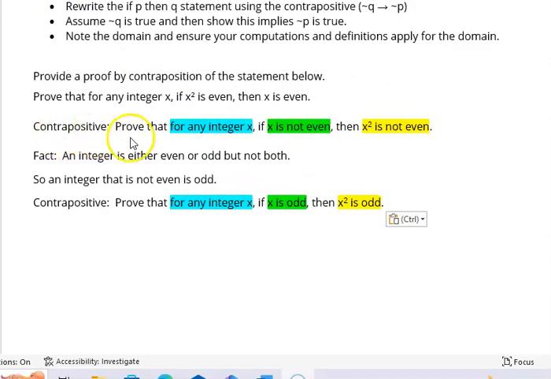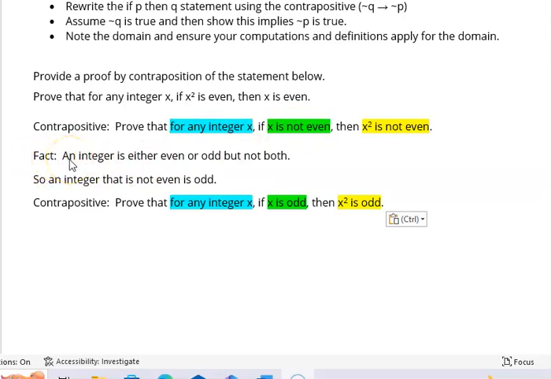Here's the contrapositive. We keep the same domain, prove that for any integer x, but we write x is even first but negated. So if x is not even, then x squared is not even. These two are reversed and they're both negated. Now this may seem obvious, but we should not assume anything.